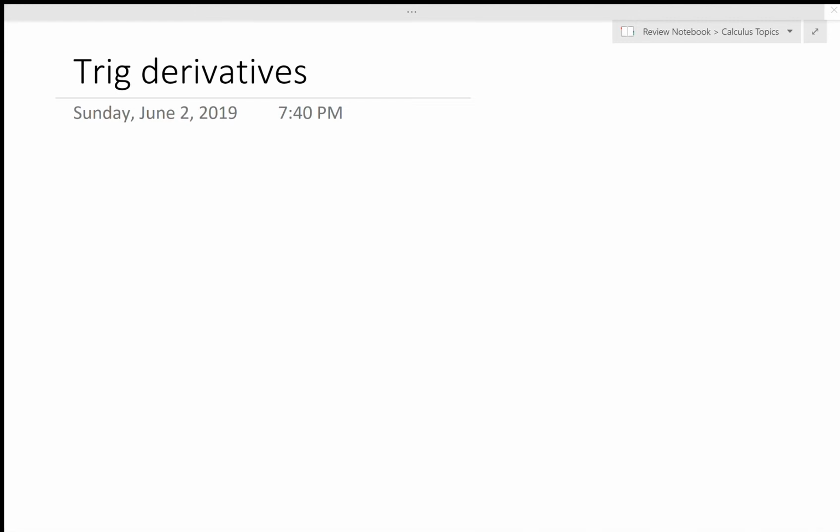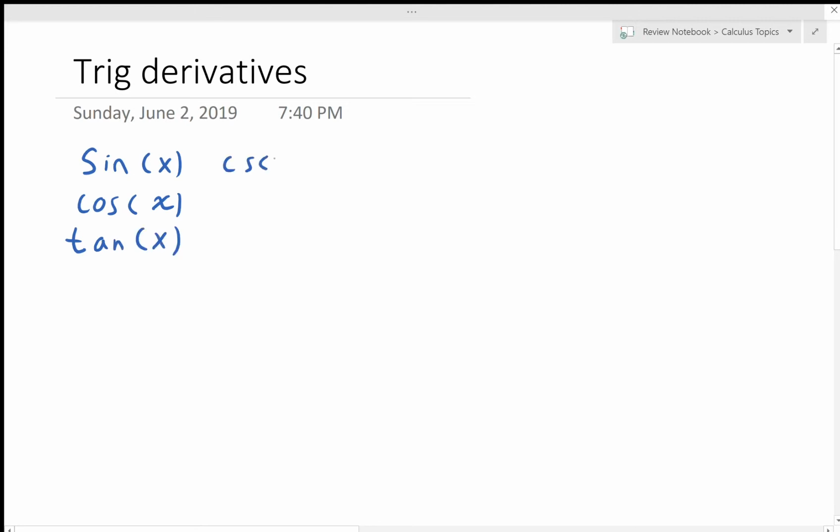So we have 6 trigonometric functions. We're just going to write them as a review. So we have sine of x, cosine of x, tangent of x, cosecant of x, secant of x, which of these are the inverse on the right, and then cotangent of x.